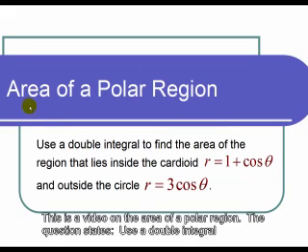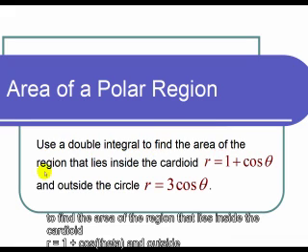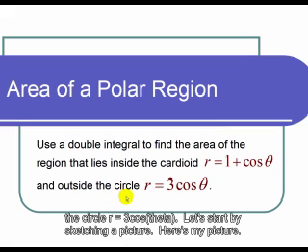This is a video on the area of a polar region. The question states, use a double integral to find the area of the region that lies inside the cardioid, r equals 1 plus cosine of theta, and outside the circle, r equals 3 cosine of theta. So let's start by sketching a picture.